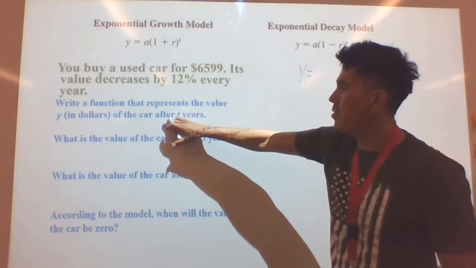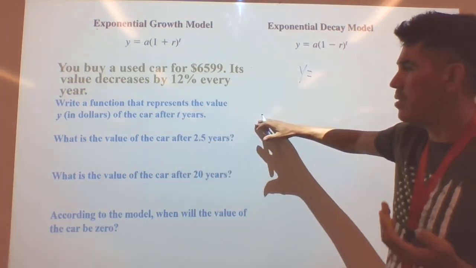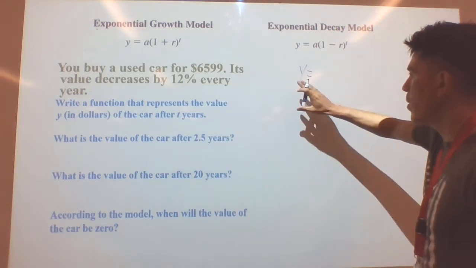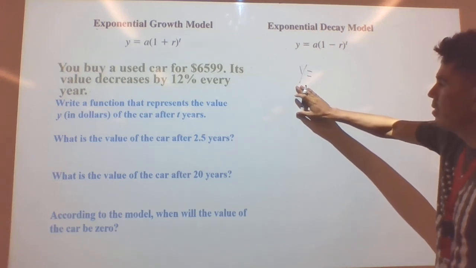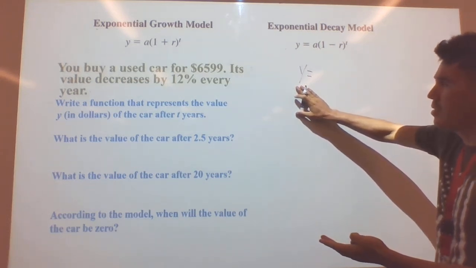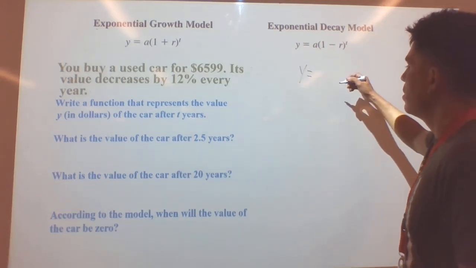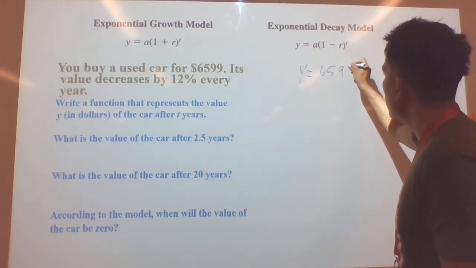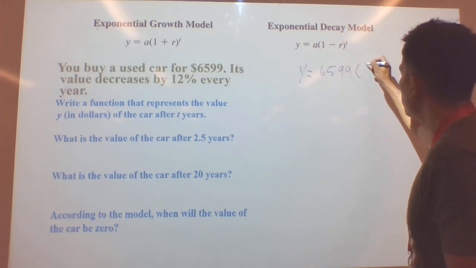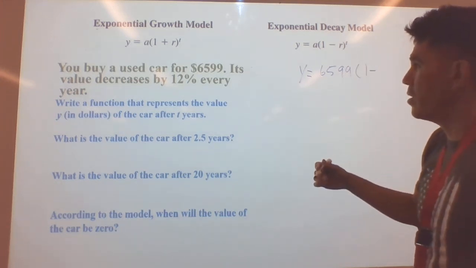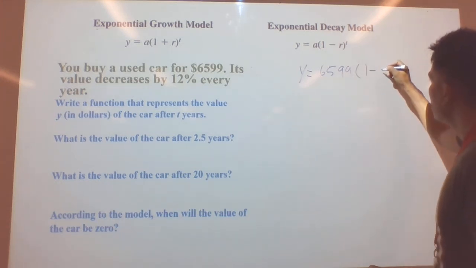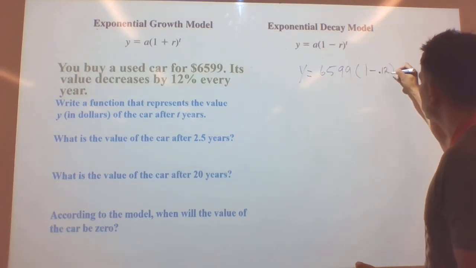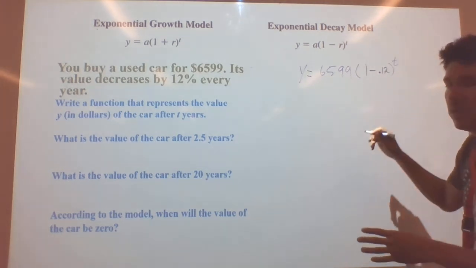Write a function that represents the value y in dollars of the car after 2 years. So again, y represents money. How much money have you lost in this investment? So the initial amount is $6,599, and then 1 minus, what's my interest rate? My interest is 12%. Decimal, that's 0.12. And then t, okay? So this is a model.